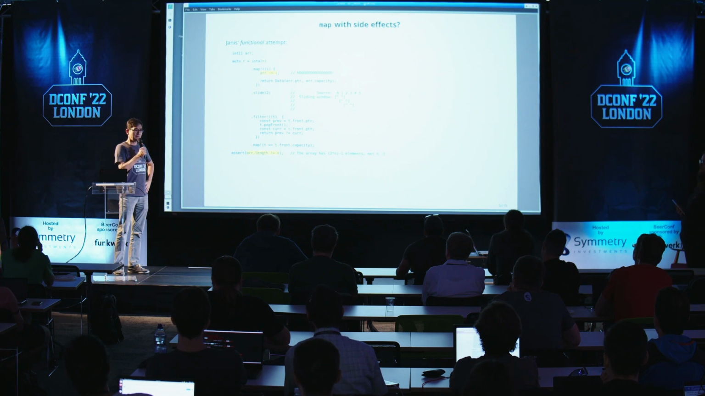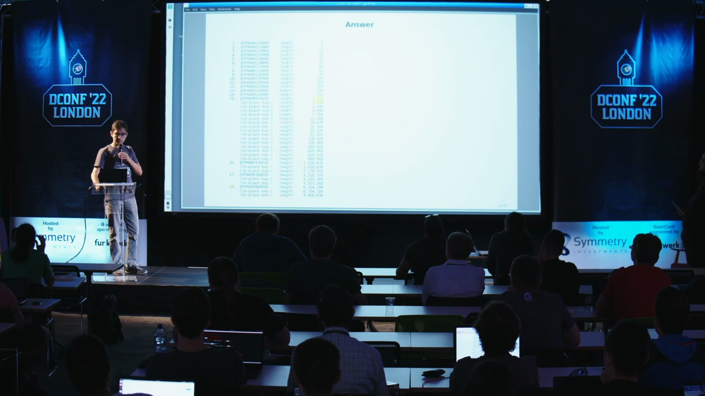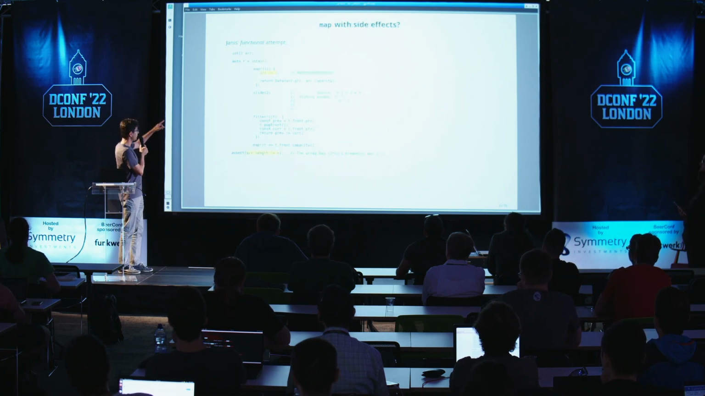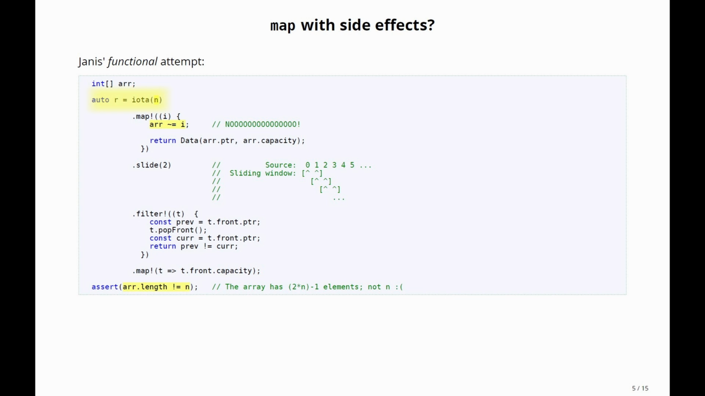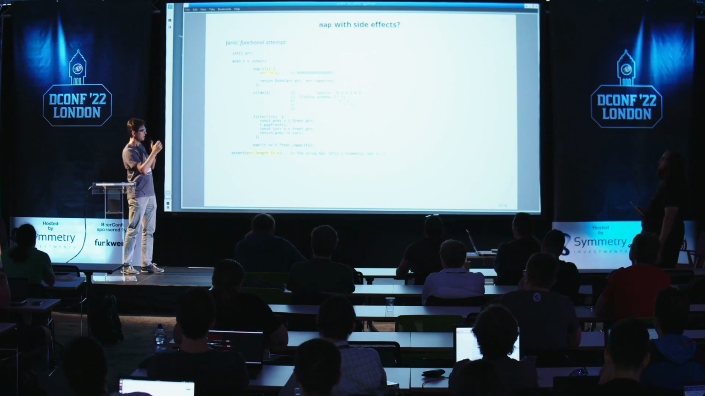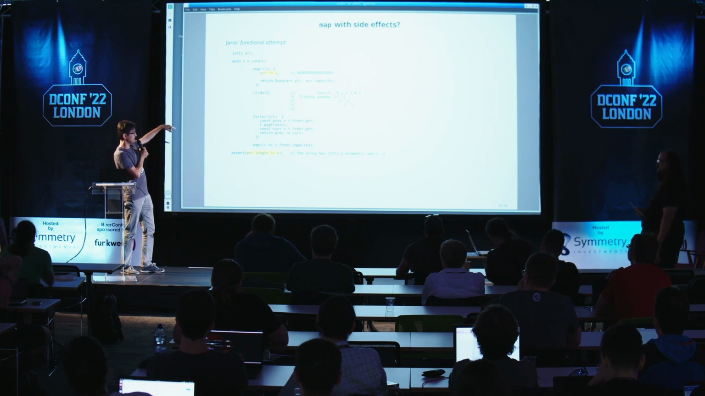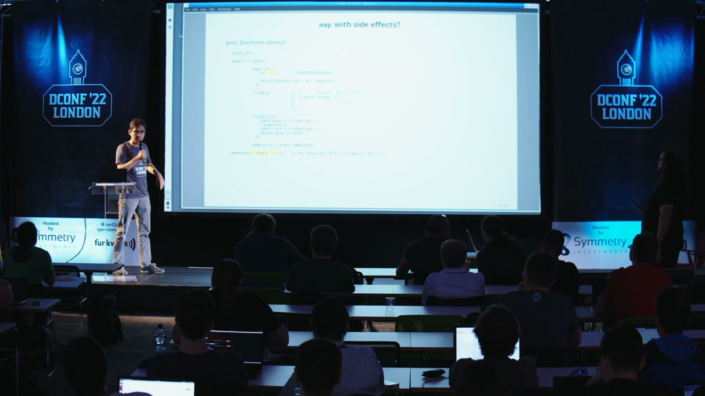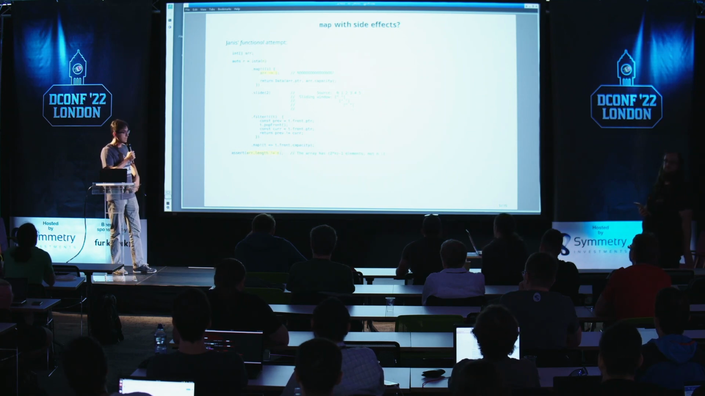So my good friend and colleague Yannis, instead of using my imperative style for loop, wanted to do the same exact test in functional style. He started with iota n. In a map function, he appended an element to the array, and then he returned the pointer and capacity pair of the array at that time. Then he created a sliding window on the source. A sliding window just looks at elements, in this case 2 elements at a time, shifting. And because the elements the slide is looking at are not constant, map is generating all the elements.